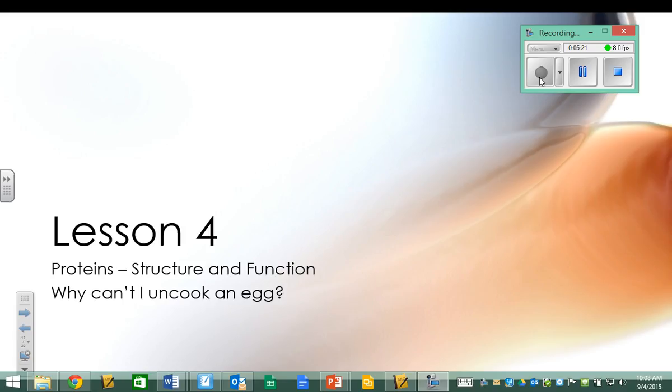So I put as part of the title here, why can't I uncook an egg? Because we're really going to focus on the structure of a protein and the functions that it can perform and what might change the possibility of a protein performing its functions.